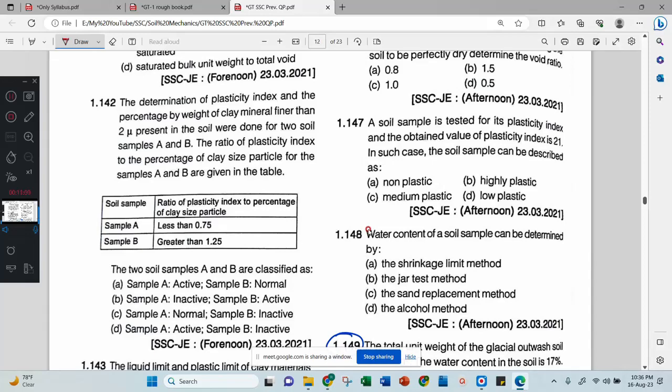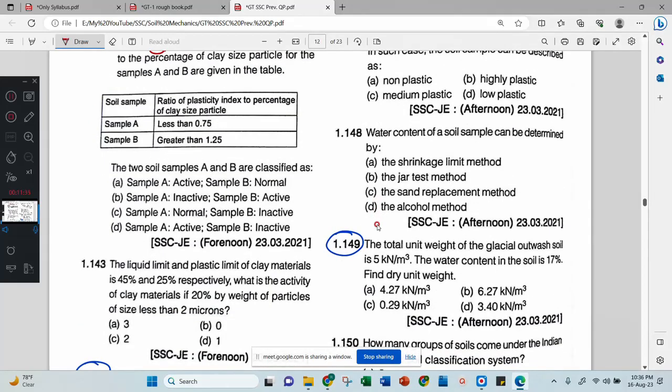This also we could have discussed the previous day. Determination of plasticity index and the percentage by weight of a clay material finer than 2 micron. Weight of clay material finer than 2 micron means C. IP means plasticity index. Tests were done for two soil samples; they have discussed the activity of these two. The ratio of plasticity index to the percentage of clay size particle for samples A and B are given in the table. Sample A is 0.75 and sample B is 1.25. Then samples A and B are classified as: active, normal, inactive options.